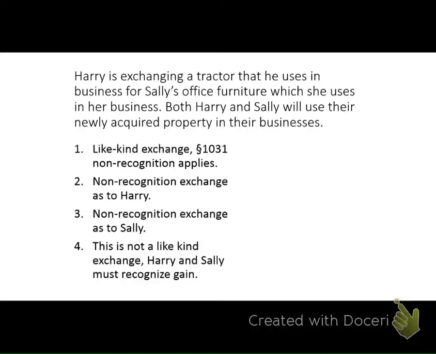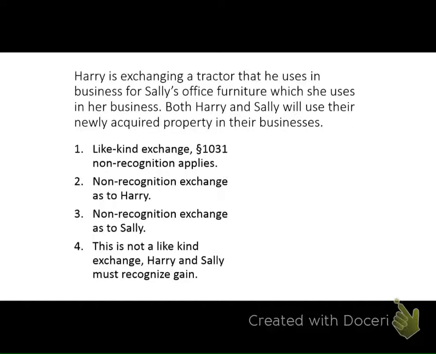So in this case, we have to look to see if we have a like-kind transaction, a non-recognition transaction. So do we have property that is like-kind, and are both Harry and Sally using the property both before and after for trade or business purposes or investment? So our first question is, we know that when we're talking about personal property, not real property. So here we have personal property. A tractor and office furniture are personal property.